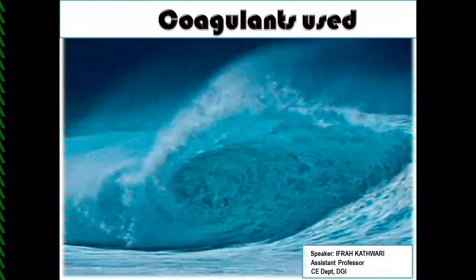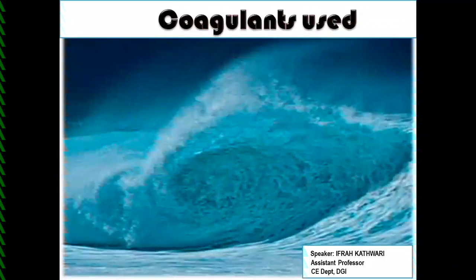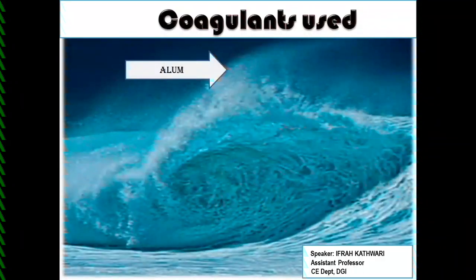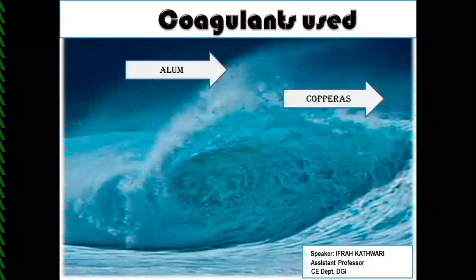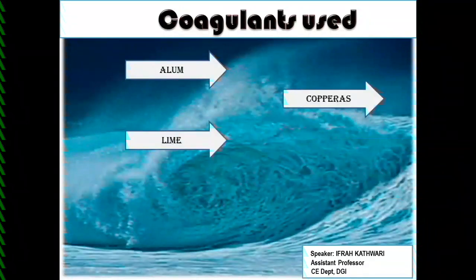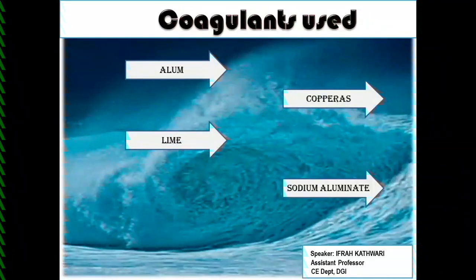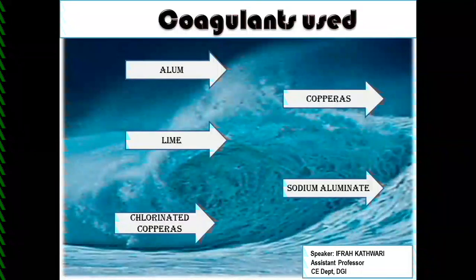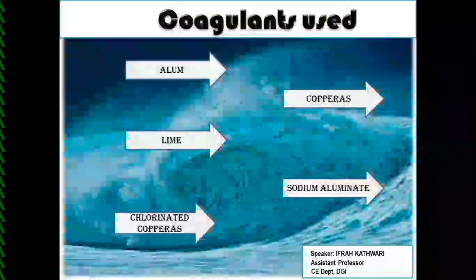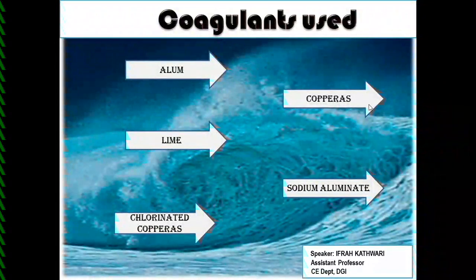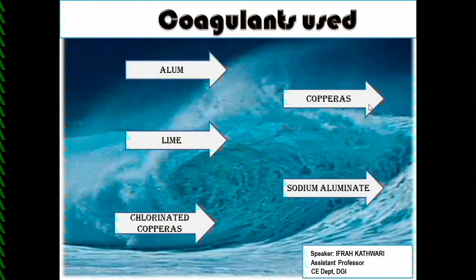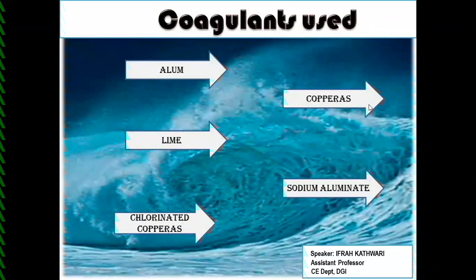What are the coagulants used in such processes? Firstly it's alum, then we have copperas, then lime, sodium aluminate, and chlorinated copperas. So these are some of the coagulants that may be used in the process of coagulation aided sedimentation.